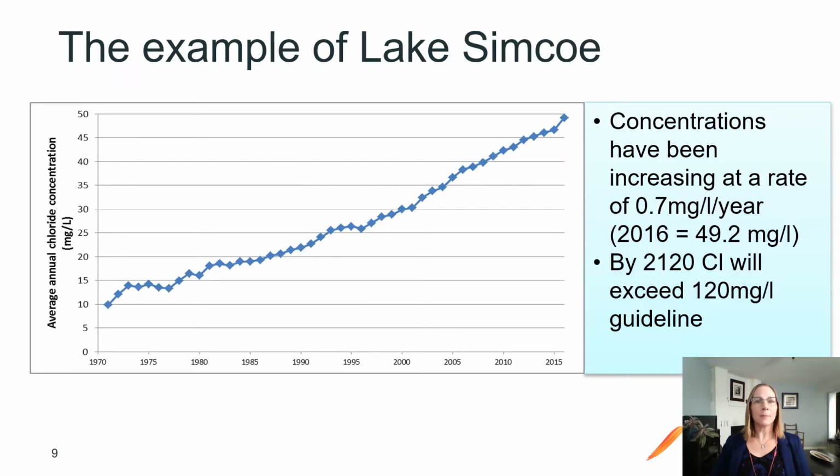And to give an example of how a particular water body can be impacted, this graph shows how concentrations have increased in Lake Simcoe, about an hour's drive north of Toronto. The amount of urban area has been increasing steadily over the past few decades. You can see that the amount of salt applied to these urban areas has been leading to an increased concentration into the lake. We expect that the lake will exceed Environment Canada's chronic guideline of 120 milligrams per liter by the year 2120, if not sooner. This will have significant impacts on the lake's ecosystem.